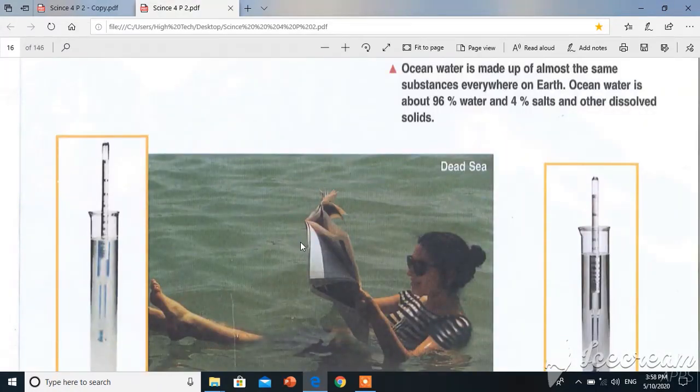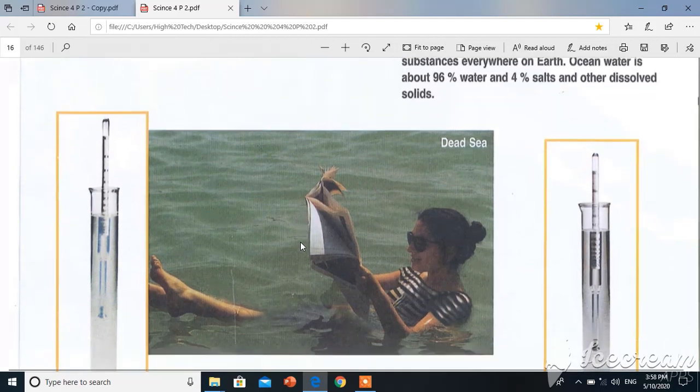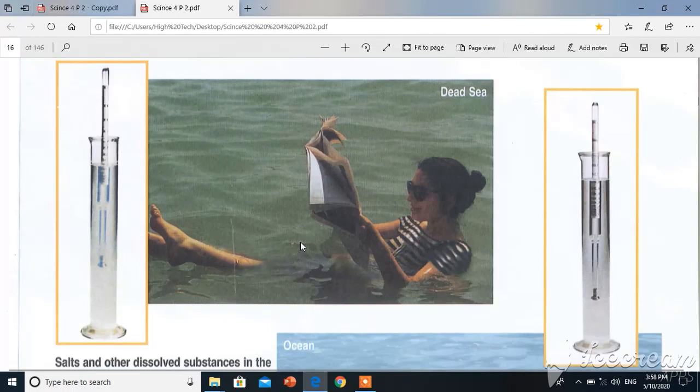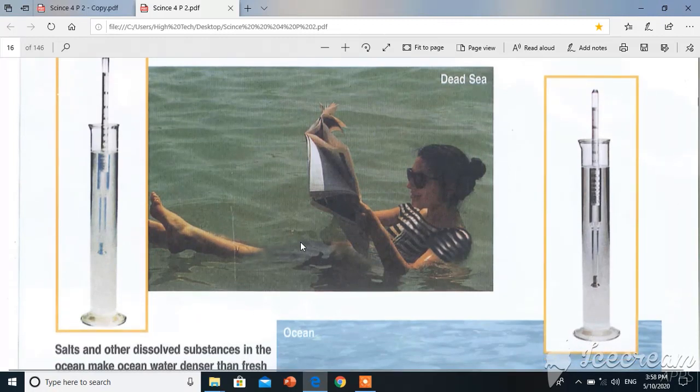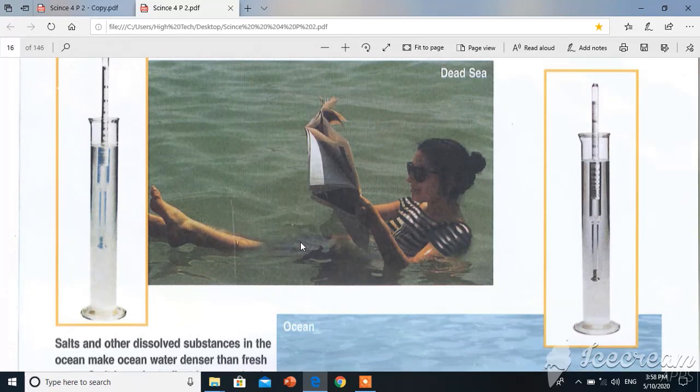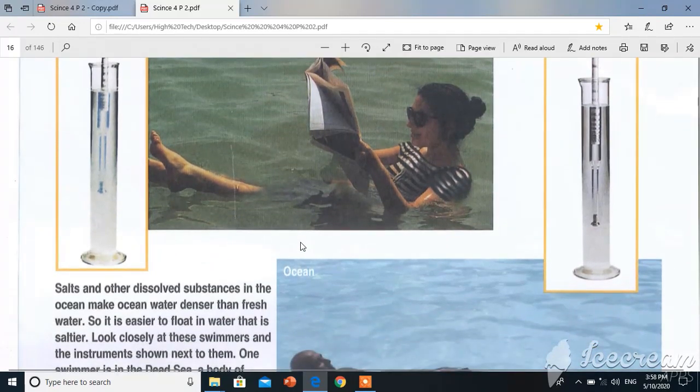So what is the difference between salt water and fresh water? Salt water is denser than fresh water. Why? Because salt water contains a lot of salt, but fresh water contains very little salt. Therefore, the salts and other dissolved substances in the ocean make ocean water denser than fresh water. So it's easier to float in salty water than in fresh water.